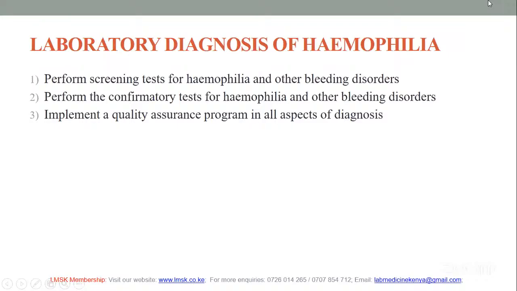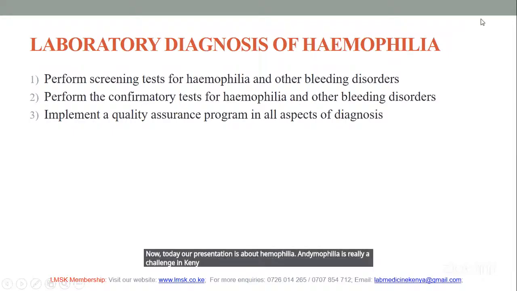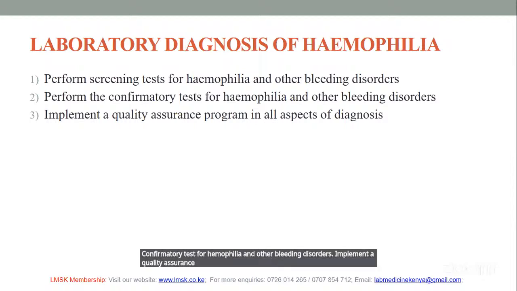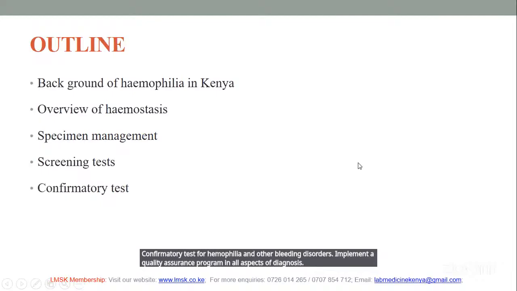Today our presentation is about hemophilia, and hemophilia is really a challenge in Kenya. I expect that at the end of this presentation, all the participants who work in the lab are able to perform screening tests for hemophilia and other bleeding disorders, perform the confirmatory test for hemophilia and other bleeding disorders, and implement a quality assurance program in all aspects of diagnosis.